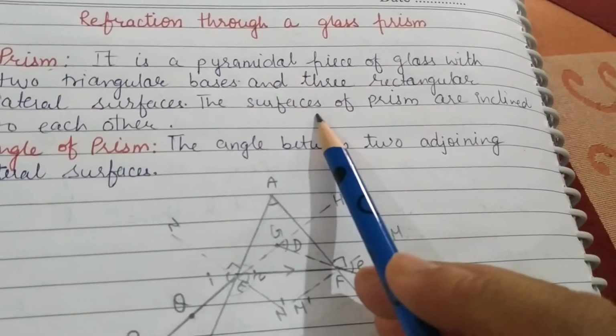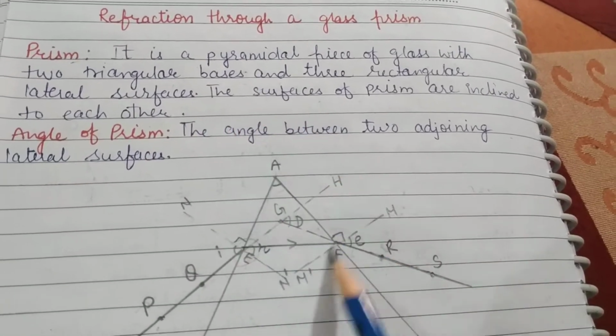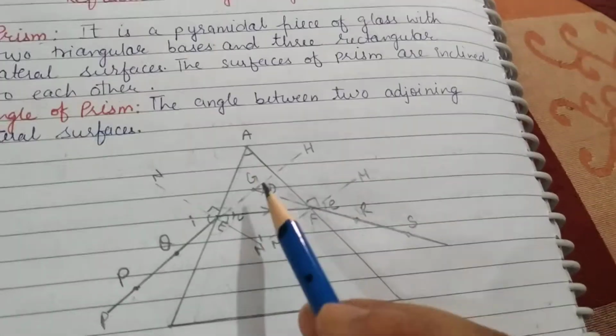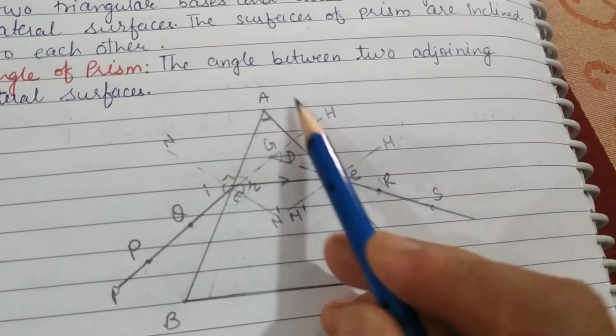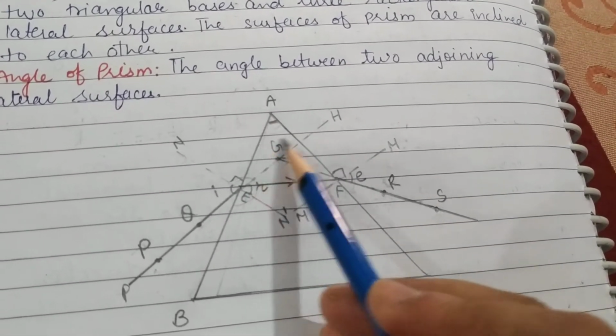The surfaces of a prism are inclined to each other. Okay, so all the surfaces of the prism are inclined to each other, and this is visible to you. This is the angle of prism, which is between the two lateral surfaces.